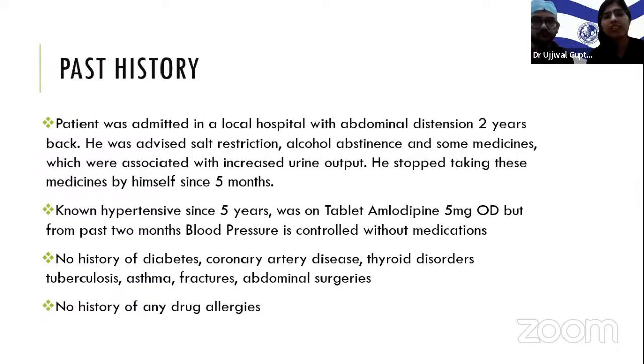Past history, the patient was admitted in a local hospital with abdominal distension since 2 years back. He was advised salt restriction, alcohol abstinence, and some medicines which were associated with increased urine output, and he stopped taking these medicines by himself since 5 months. The patient has been hypertensive since 5 years and was on tablet amlodipine 5 mg once daily. But from the past 2 months, blood pressure is controlled without medications. There is no history of diabetes, coronary artery disease, thyroid disorder, tuberculosis, asthma, and fractures, and no abdominal surgeries. There is also no history of any drug allergy in this patient.